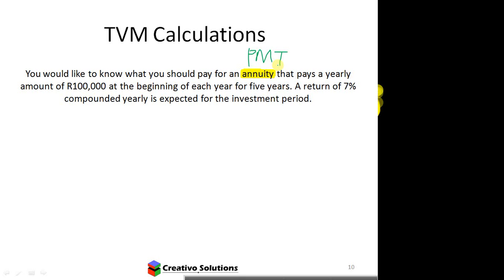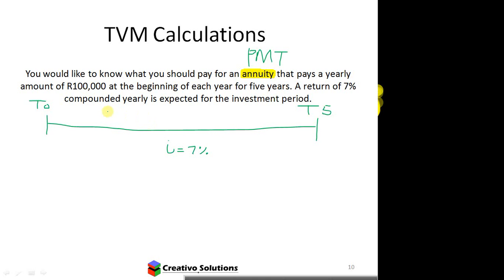You would like to know what you should pay for an annuity that pays a yearly amount of 1,000 at the beginning of each year. So what would this look like? What would the annuity look like? T0 is now. How many years? 5 years. That's 7%, compounded yearly.